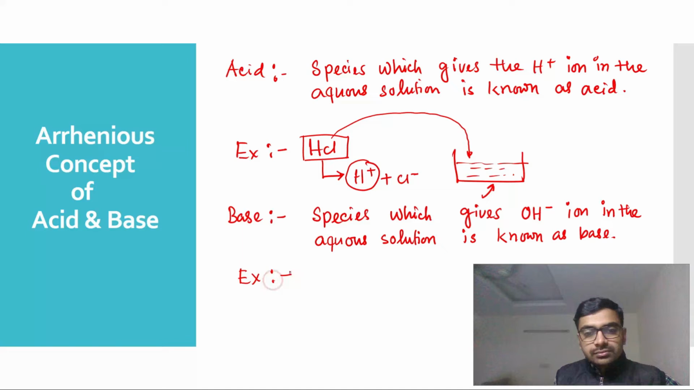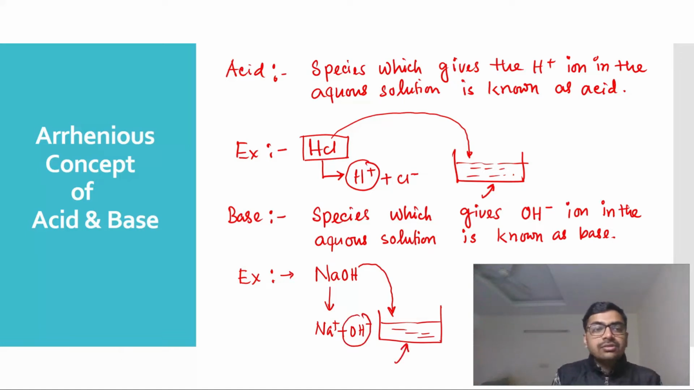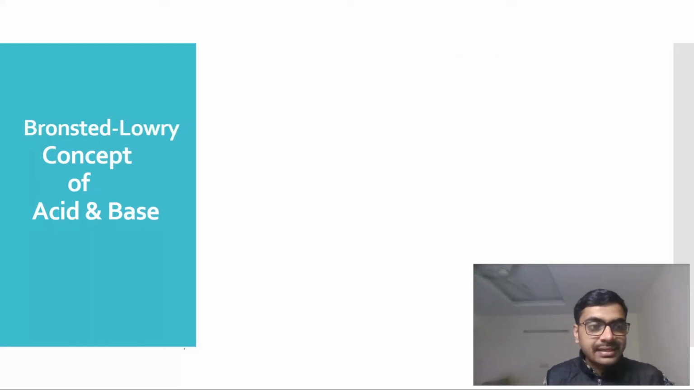Suppose one compound is NaOH. Now if you take a container which already contains a small amount of water and you add this compound NaOH into the water, then this NaOH molecule dissociates into Na plus and OH minus. That means NaOH is a molecule which gives OH minus ion in aqueous solution. So it is a base according to the Arrhenius concept. Clear? Now the second concept of acid and base is the Bronsted Lowry concept.